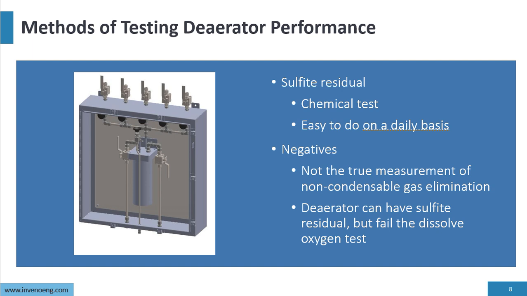Testing the deaerator performance is often done by sulfite residual. Easy to do on a daily basis, but it only tells you that you have sulfite there. A negative is not a true measurement of non-condensable gas elimination. A deaerator can have sulfite residual, but fail to remove all the dissolved oxygen per the test.